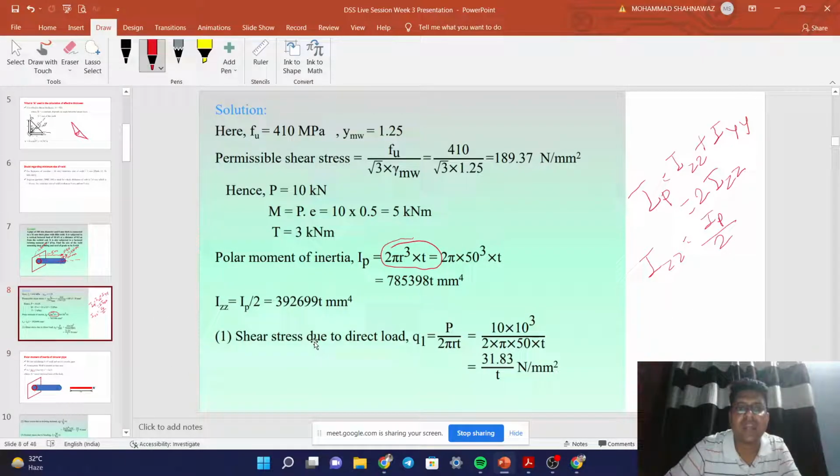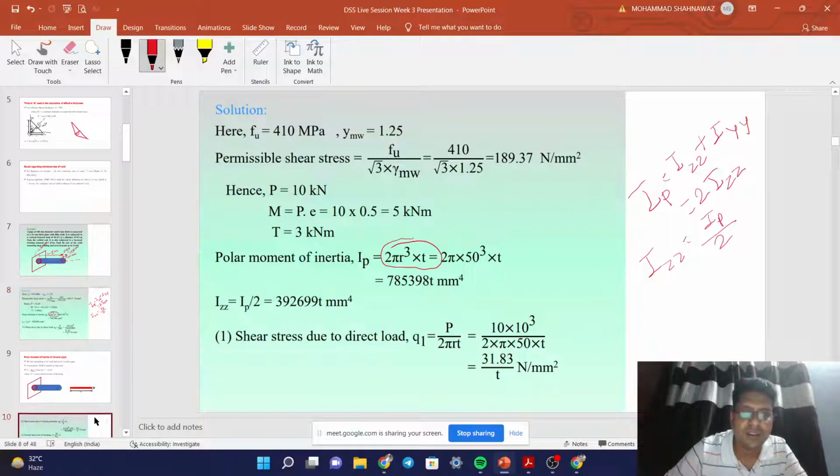Now first we have to calculate shear stress due to direct load. So Q1 is equal to the direct load P upon 2 pi r t. Stress is equal to load upon area, and we have calculated the area as 2 pi r t. So load upon area is reported as 31.83 upon t.